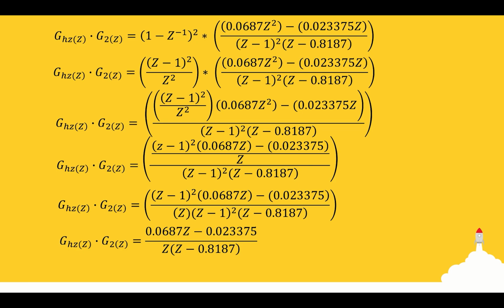We will multiply each other, and therefore we will get the final answer for our FOH, which is equivalent to 0.0687z minus 0.023375 over z bracket z minus 0.8187. So this is our FOH.